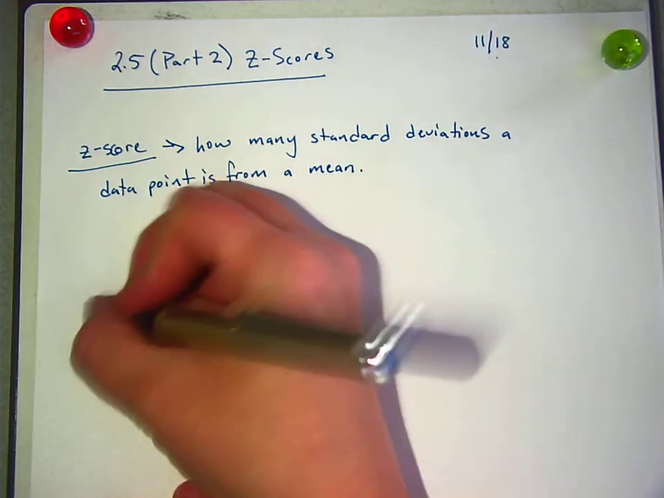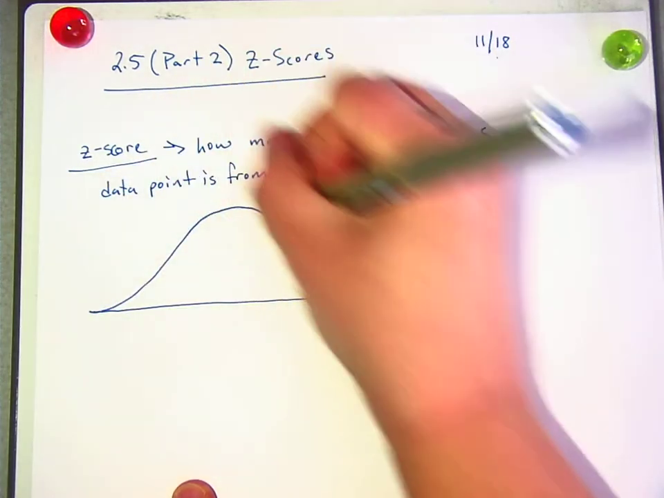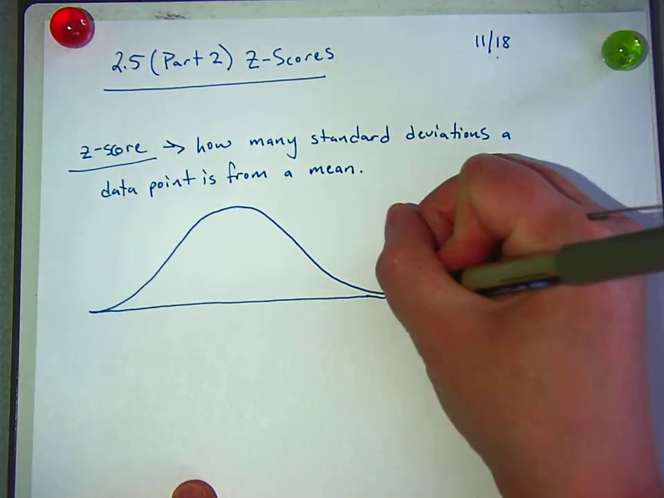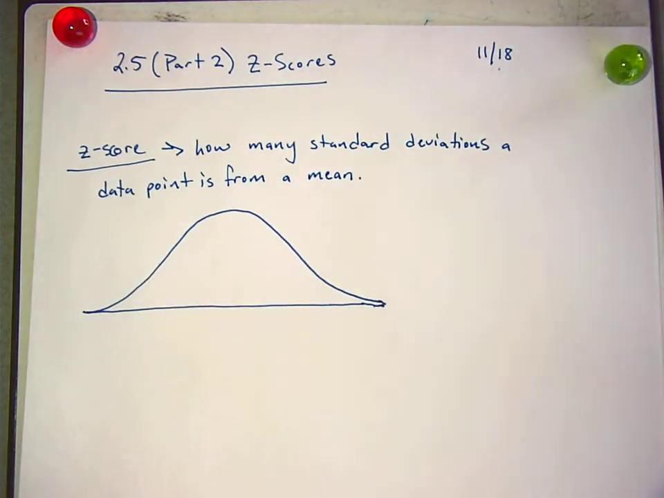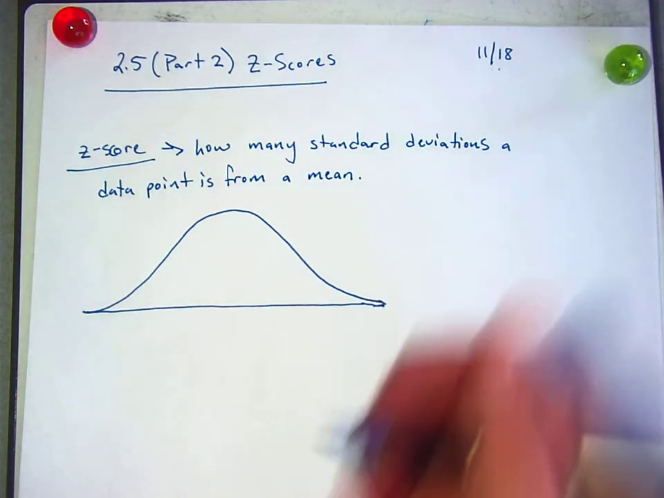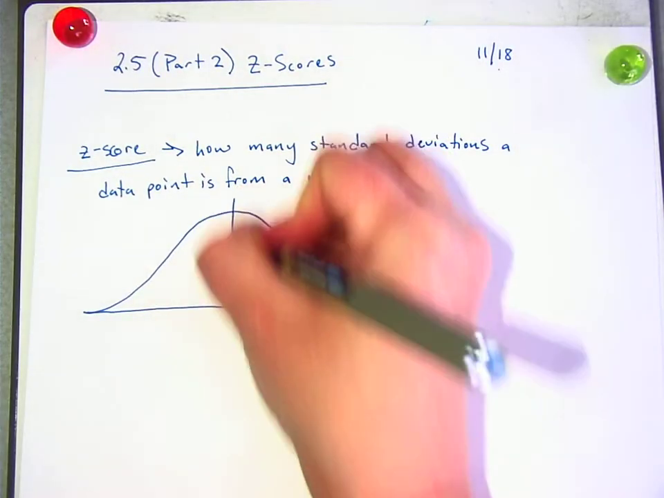Okay, so I'm going to do a real basic example here. Go ahead and try to draw a bell curve real quick. Anybody have a really good one? Anybody proud of themselves today? Okay, all right, got it. Where's the mean in a bell curve? Right in the middle.